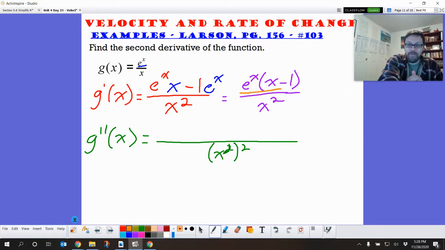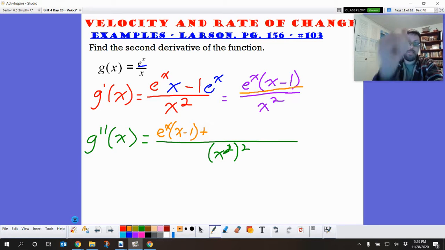Now I need to take the derivative of the top, which requires me to use the product rule. When I do the product rule, I need to do the derivative of the first times the second, plus the derivative of the second times the first, similar to the quotient rule. So I do the derivative of e to the x, still e to the x, times the second, x minus 1, plus the derivative of the second thing, x minus 1, which is just 1, times the first thing, which was e to the x. So there is the derivative of the top.